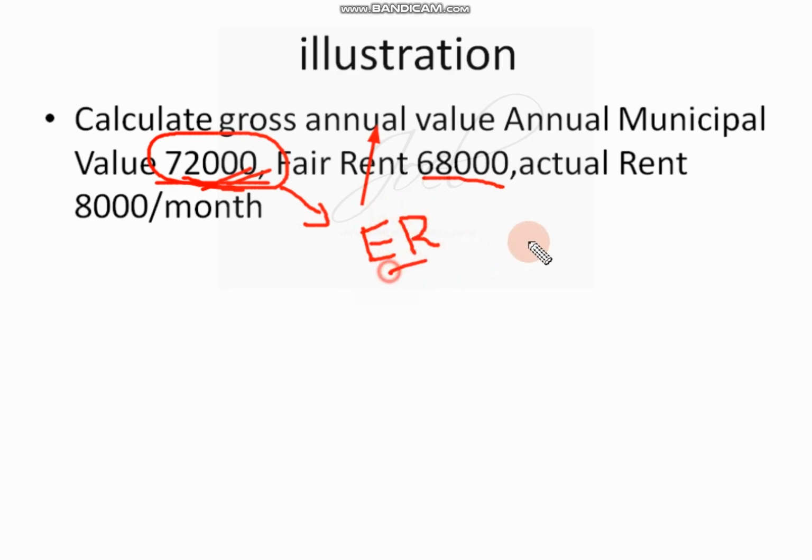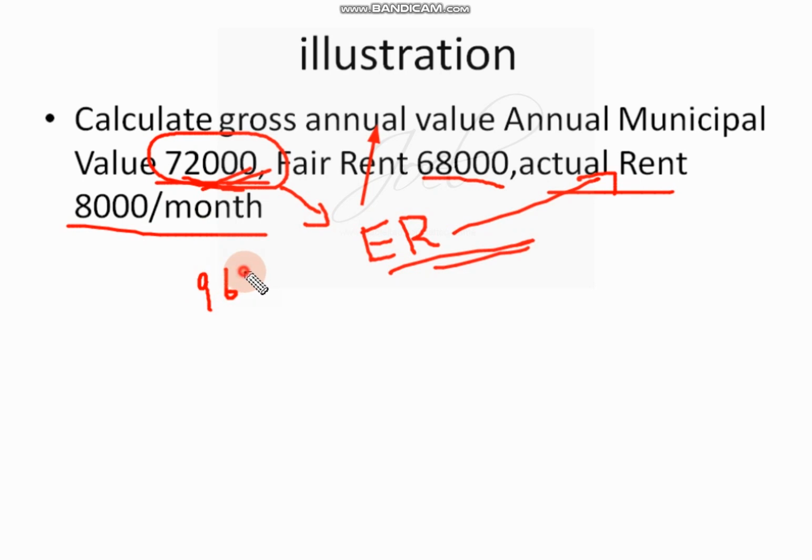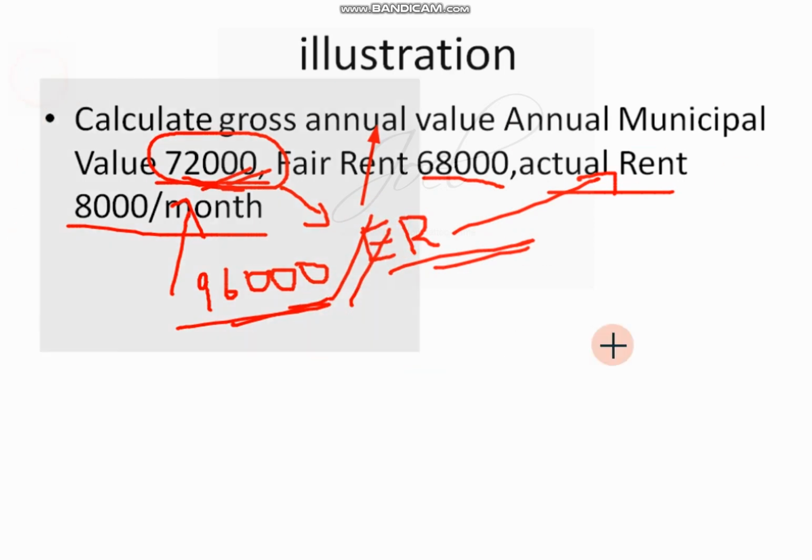This expected rent I have to compare with actual rent received. Actual rent received is 8,000 per month. 8,000 into 12 we are supposed to do. If you do 8,000 into 12, I hope you will get 96,000. Yes, 96,000 you will get. Now the next step: 96,000 and one more amount, 72,000. These two things we have to compare. When we compare, the highest one is 96,000. So that will be our answer, that is the solution.